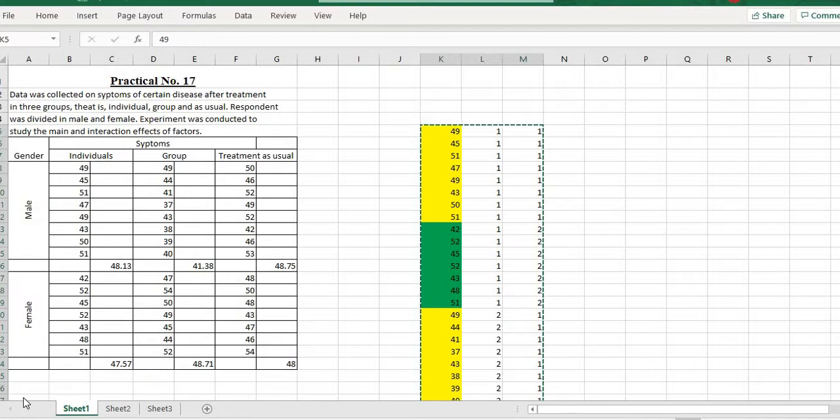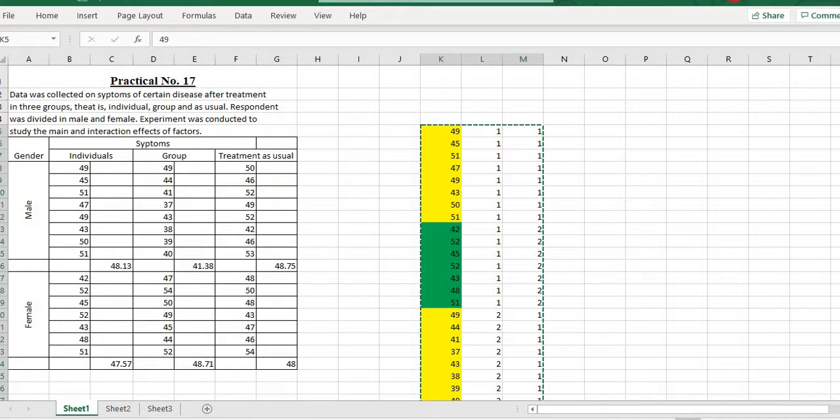The statement of this practical is that data was collected on symptoms of a certain disease after treatment in three groups, that is individual, group, and treatment as usual. Respondents were divided into male and female. The experiment was conducted to study the main and interaction effects.